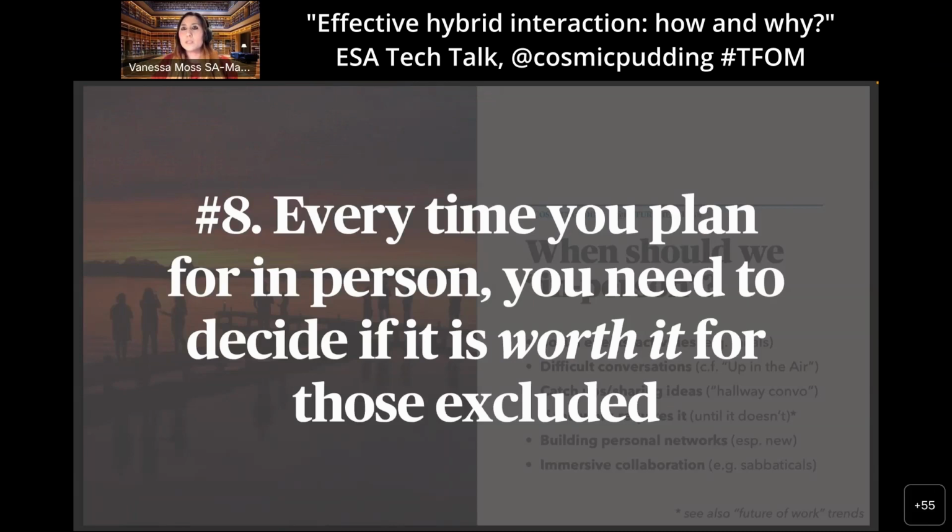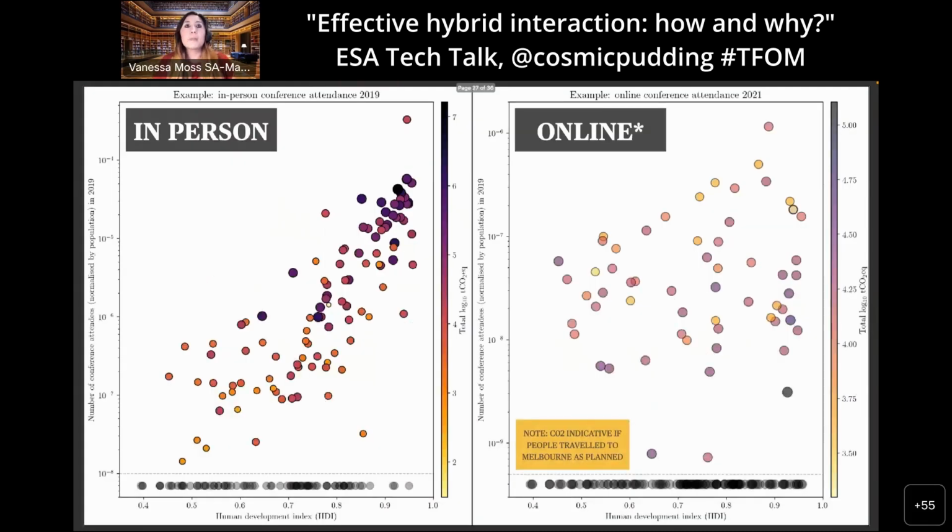And so I guess the key message here is when you are planning for in-person, and this applies to hybrid as well, the question should be, is it worth it for those excluded? Every time we do something in person, we're not going to get everyone. That was true before COVID. That's even more true now with more flexible and hybrid ways of working. So when we insist on in person, is it worth it? And I think as long as people ask that question and can say, yes, it is worth it for this reason, then that's already really good progress.